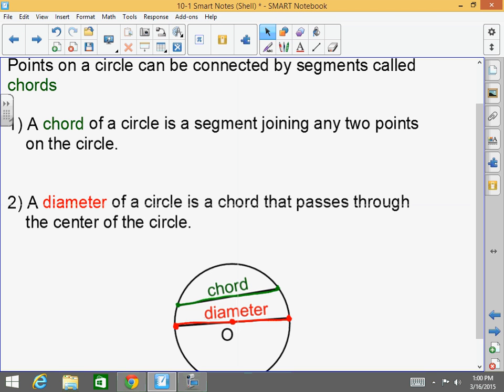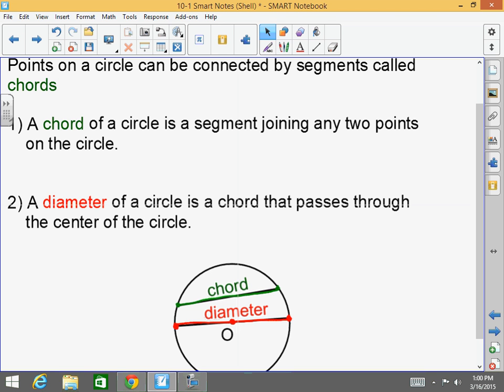A square is a parallelogram because it meets all the criteria of a parallelogram. But can I say a parallelogram is a square? No, you can't, because a parallelogram doesn't have four right angles. A parallelogram doesn't have all equal sides. So a chord is just a chord. Now, if that chord happens to go through the center, it's called the diameter. So the diameter is a chord, but a chord is not a diameter.